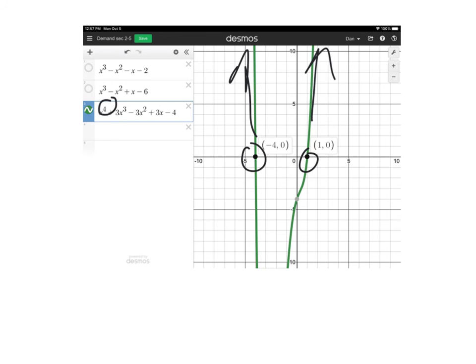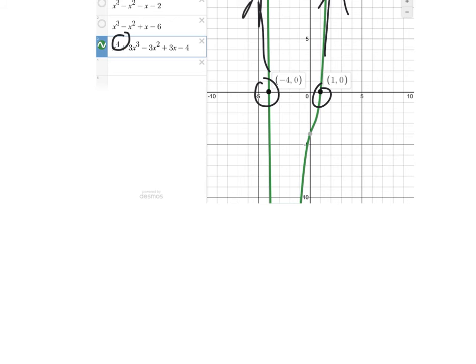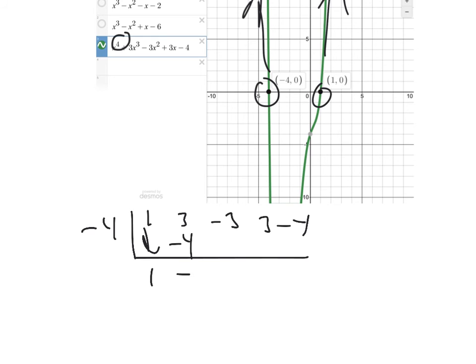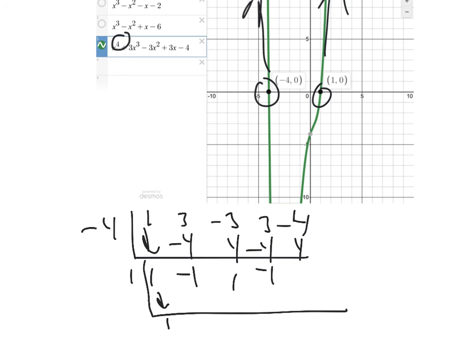Let's see here. -4 is a 0, and we have 1 and 3 and -3 and 3 and -4. So do that synthetic division. 1, and then what do we got here? That's -4, which is -1. Oh, that's a 4. Okay, so that's +4, which is 0, which we knew. And then since I know that +1 is also a 0, we'll just keep rolling with the remainder. We're trying to get this down to be x squared. All right, so that's 0, and that's 0, and that's 1, and that's 1, -1.